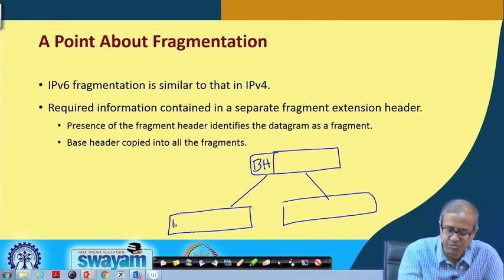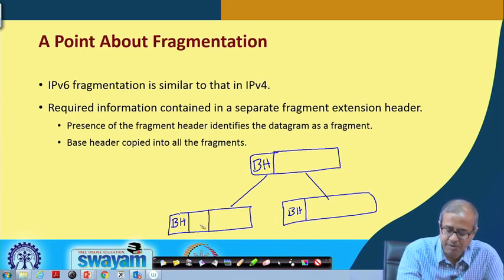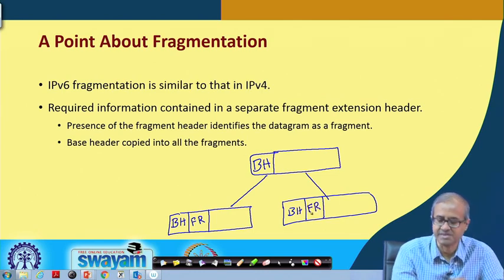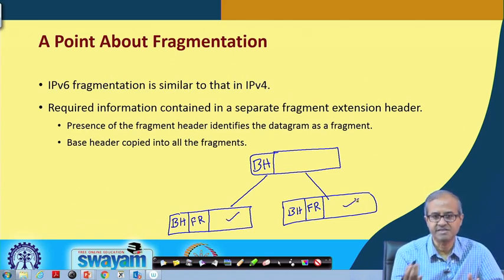This base header will be copied to both the fragments. And there will be a fragment header containing relevant information. These are extension headers. This will be added to the two fragments, and of the data, one part will come here, the next part will come here. This is how fragmented packets will look.